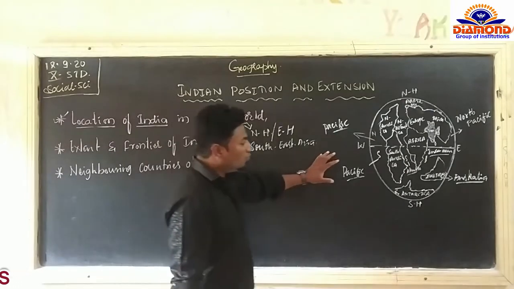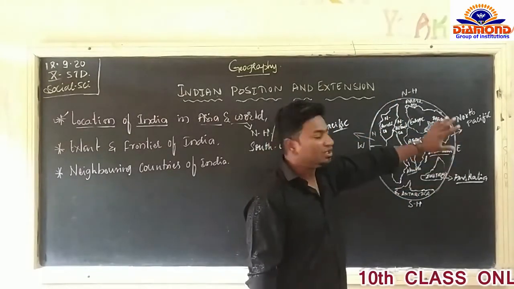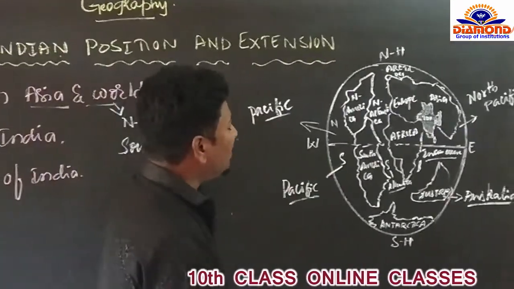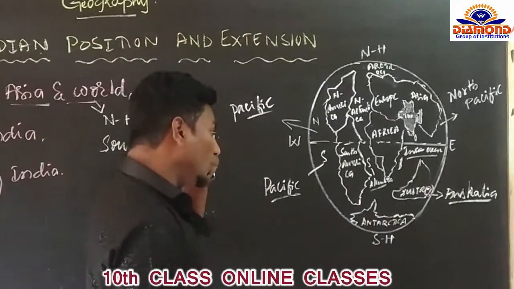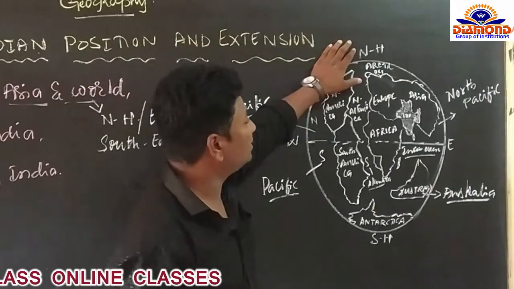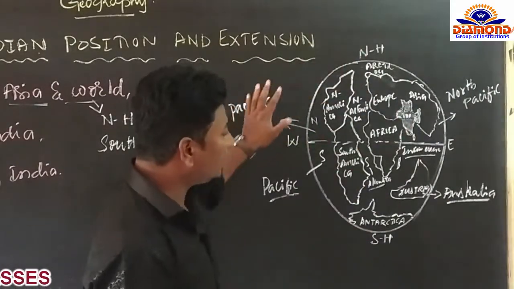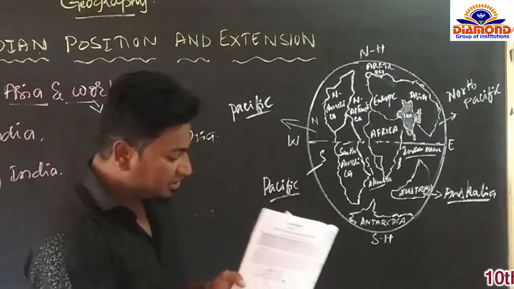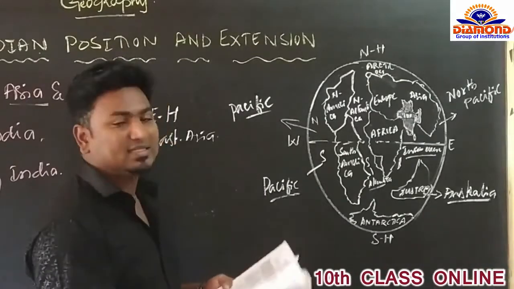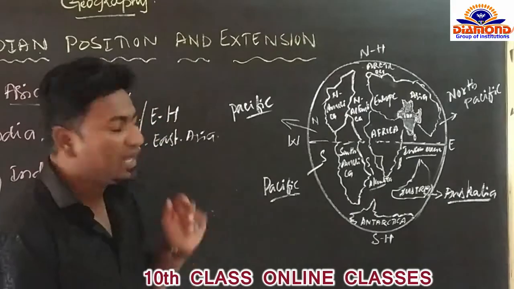Let's come to the world map. As you see, the world is drawn on the board. First, the whole globe is drawn over here. This is the NH, meaning Northern Hemisphere, and this is the Southern Hemisphere. Even in your textbook, page number 94, the world map is drawn on Indian position and extension. You can also go through the textbook.